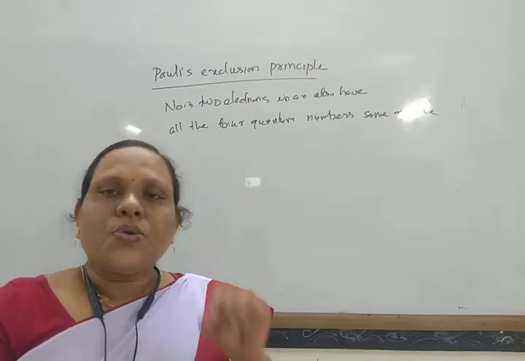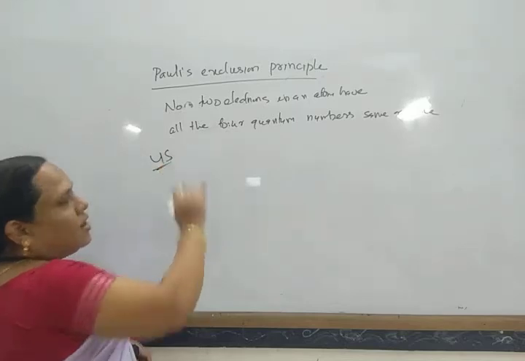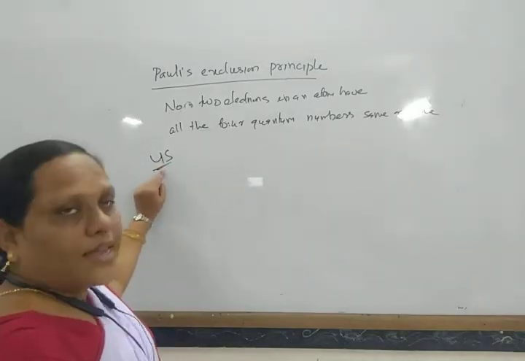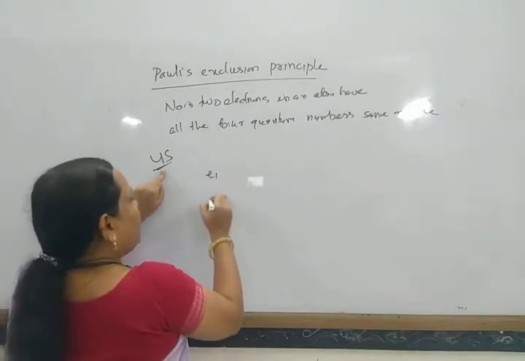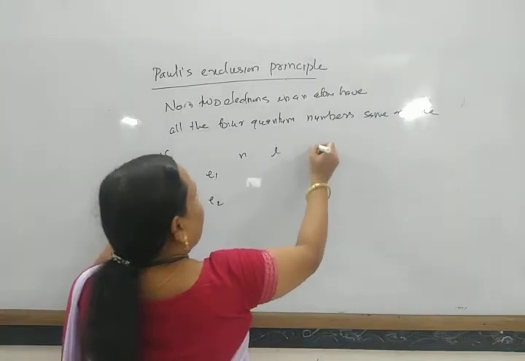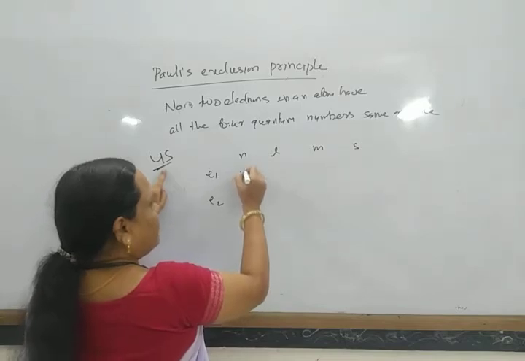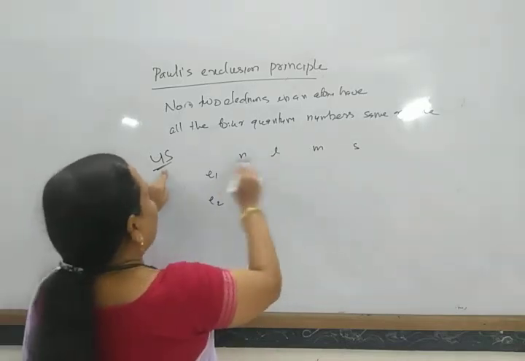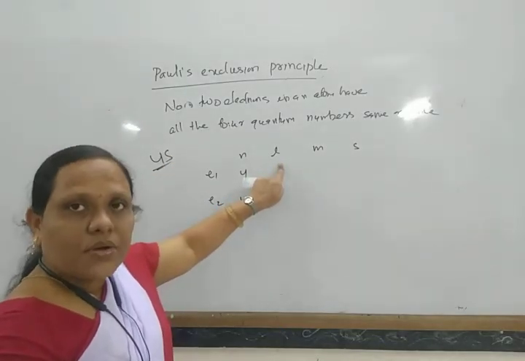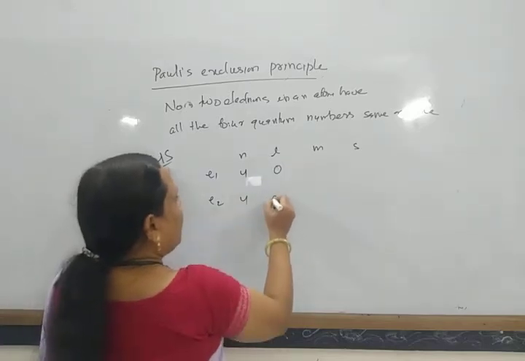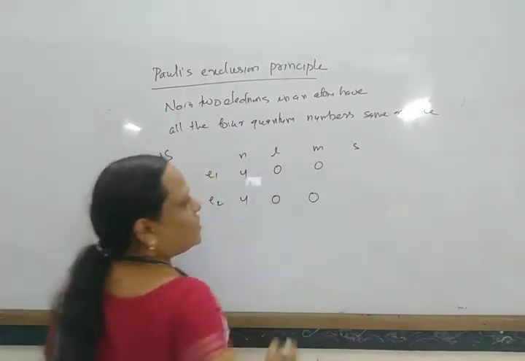Suppose two electrons are taken from a 4s subcell. Then for electron 1 and electron 2 we write N, L, M and S. Both are taken from 4s. The N value is 4 and here also 4, and the L value, as this is s, is 0 and 0. As L is 0, M is also 0 and 0.